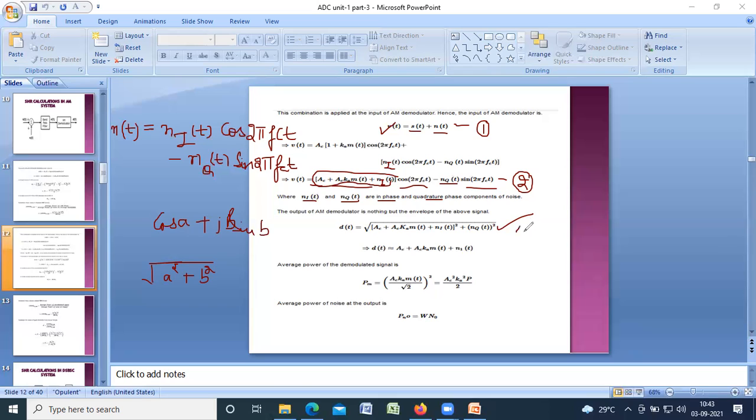And this nQ(t), that is the quadrature component of noise, is approximately equal to 0. Now with this made 0, only this much term will remain, the whole square of this term, and you will get this answer. So D of t is approximately equal to Ac plus Ac ka m of t plus nI(t). Is that clear?